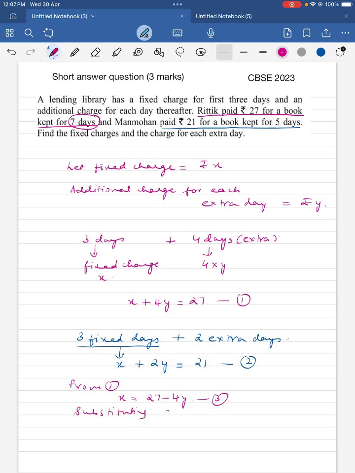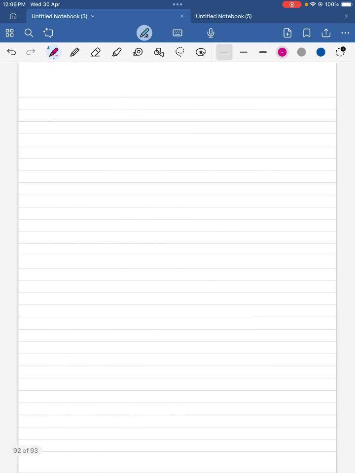Okay, so in place of X here, I would put this value: 27 minus 4Y plus 2Y is equal to 21, which gives me 27 minus 2Y is equal to 21, or minus 2Y is equal to 21 minus 27. Minus 2Y is equal to minus 6, or Y is equal to minus 6 by minus 2, which gives me 3.